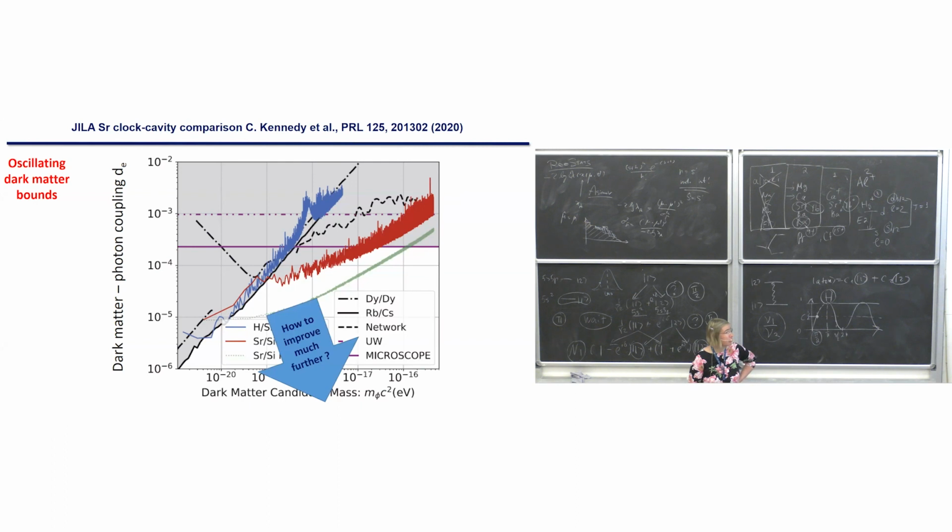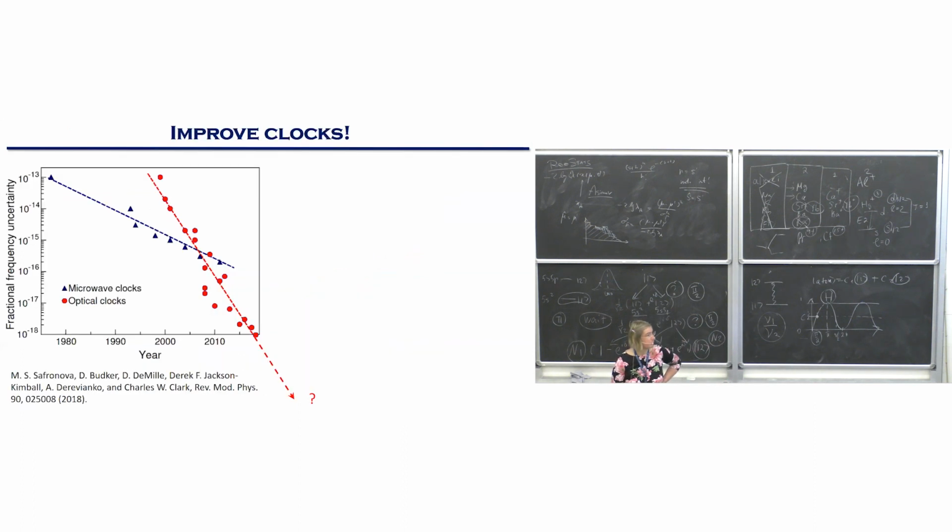So how to improve? And when we say improve, we're not talking about a factor of 2. We want to improve by many orders of magnitude, and we know how to do it. So how do you improve clocks? Well, you can just improve current clocks.